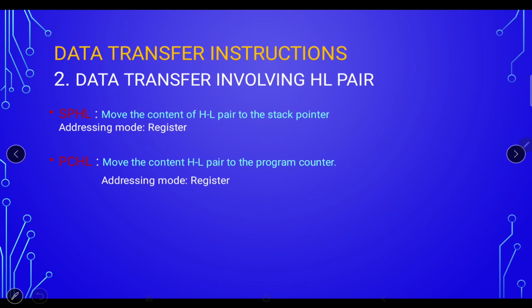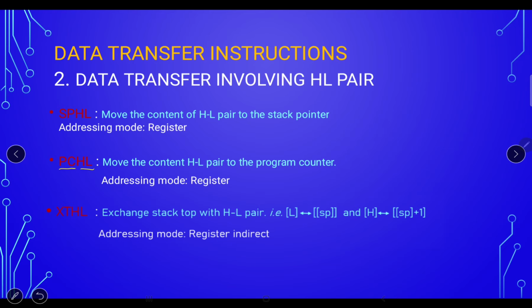And the next instruction is PCHL. Here PC stands for program counter and HL is HL register pair. So, here the content of HL register pair is moved to the program counter and here also the addressing mode is register addressing mode.